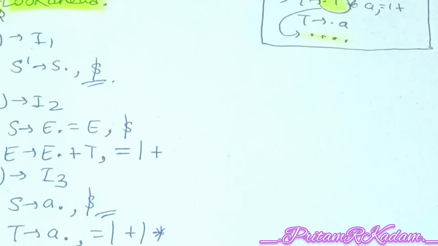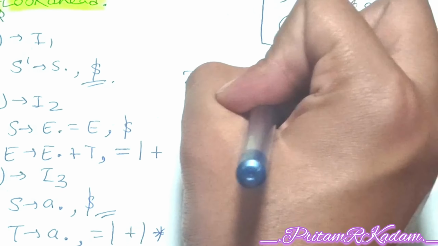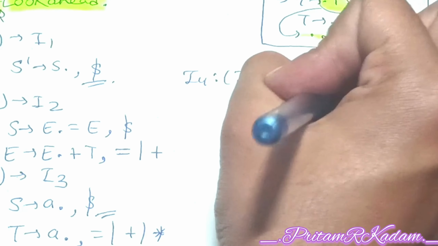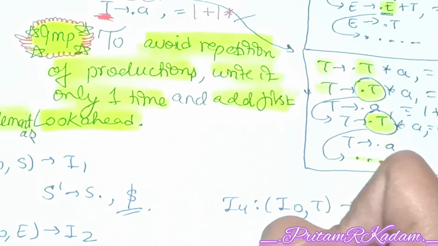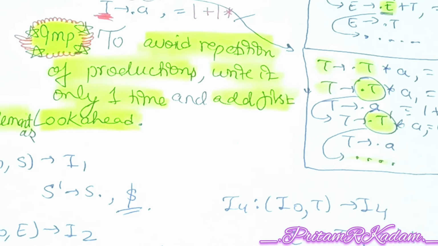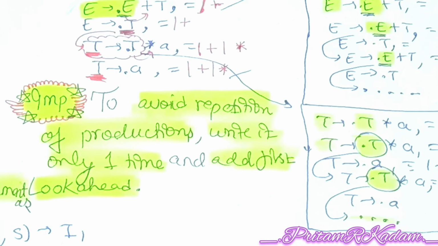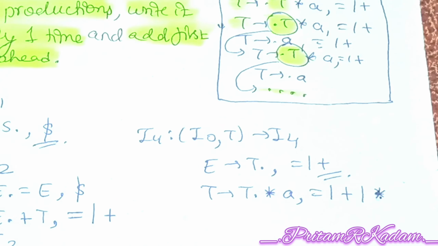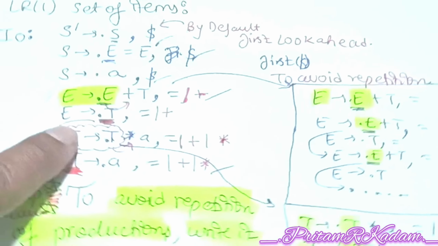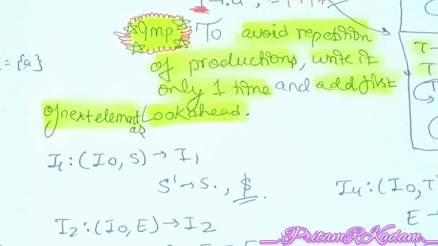Now we have to solve for the T part, because we have two productions with T after the dot. So I will write I0 on T goes to I4 state. So I4 is I0 on T goes to I4, and we will have the T productions. So E gives T dot with the look ahead equals to and plus. Okay, and then T gives T dot star A with the look aheads. Okay, so now let us mark these two also. So we have completed that.